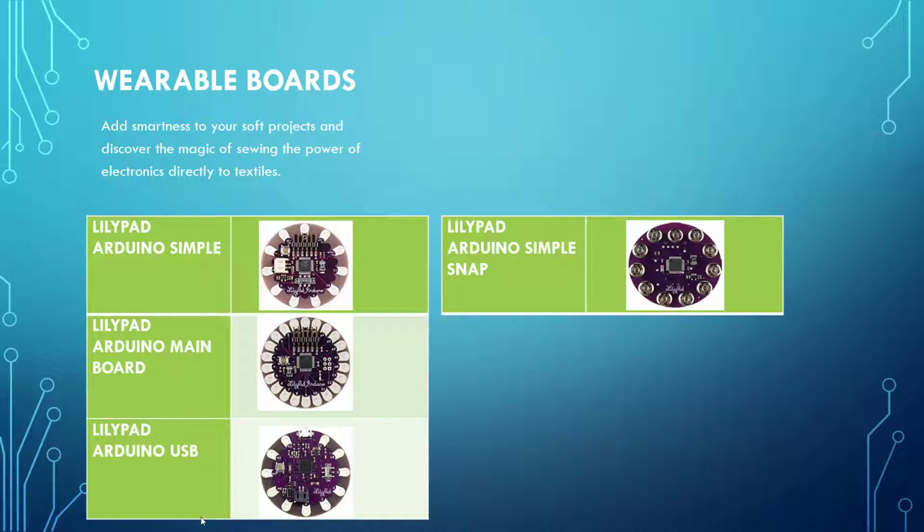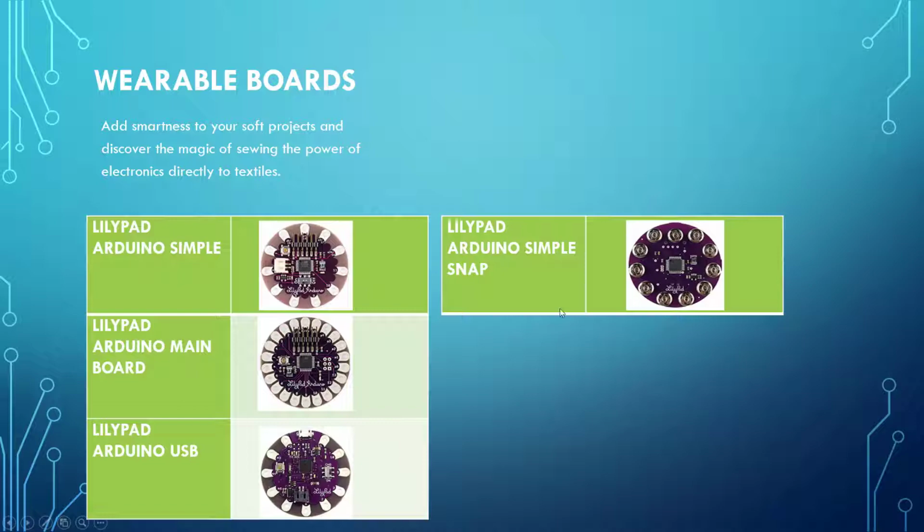So we have wearable boards. These are smaller boards that you can sew onto your clothes, jackets, hats, gloves, as well as maybe socks or shoes, your t-shirts, everywhere you can sew them. The LilyPad Arduino Simple is a type of Arduino. It's wearable, you can sew it to your clothes. LilyPad Arduino Mainboard, LilyPad Arduino USB, and LilyPad Arduino Simple Snap. It has the option to connect. It has buttons, and can be connected to your clothes.